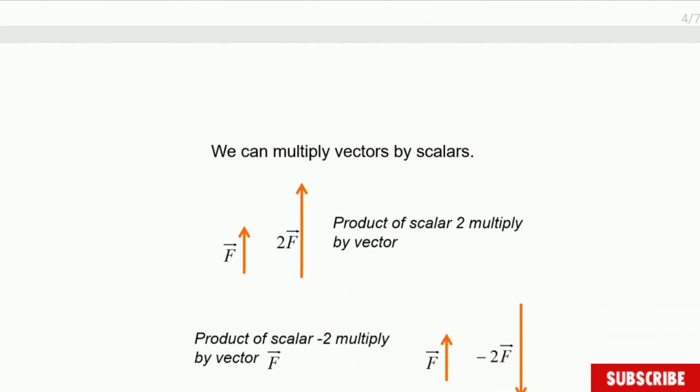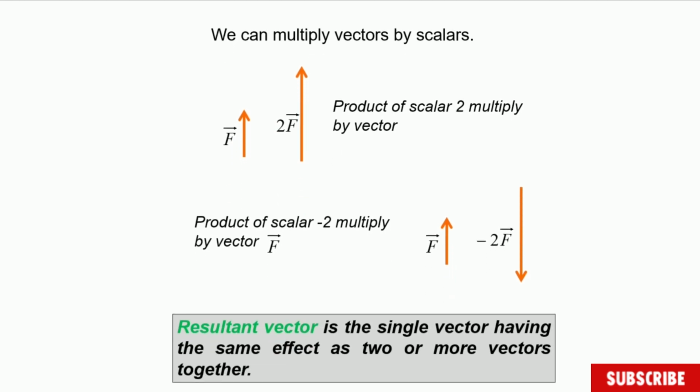Let's go to the next property we have to speak about here. Now, it is very simple. It is when we multiply vectors by scalars. For instance, let's say we have a force F, but we are going to multiply it by the scalar 2. All we have to do is make the length of that vector 2 times as big as force 1. There we go. So you can see it is 2 times as big.